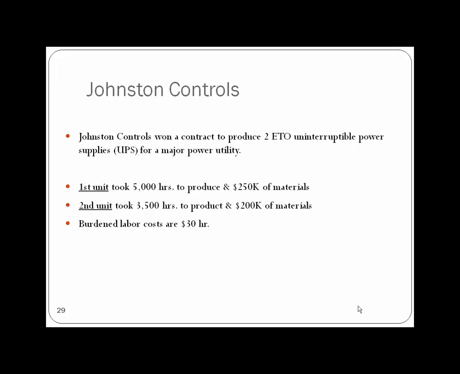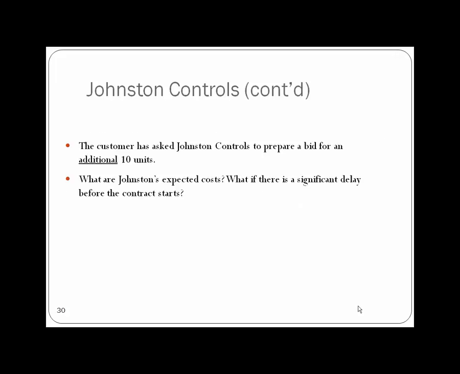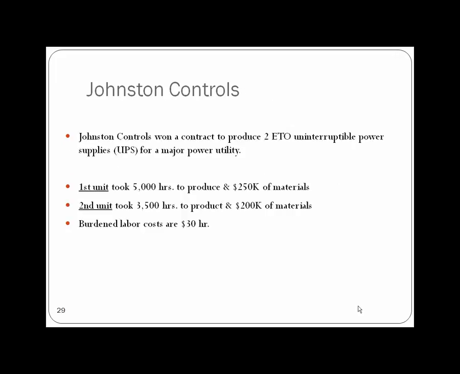So the question we might have is, if the customer is asking us to prepare a bid for an additional 10 units, what are Johnson's expected costs going to be? And what if there's a significant delay before the contract starts? So let's go back to the slide before. Looking at this, we actually have 2 things going on here.